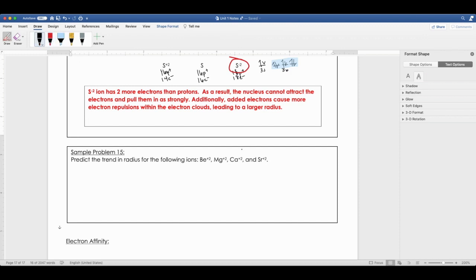All of these are alkaline earth metals, all having the same number of valence electrons. So we really don't even have to consider the +2 charge because they're all +2. That's similar. All we have to look at is what's the relationship between all of these elements. And in this case, they're all in the same group. So what's the group trend?